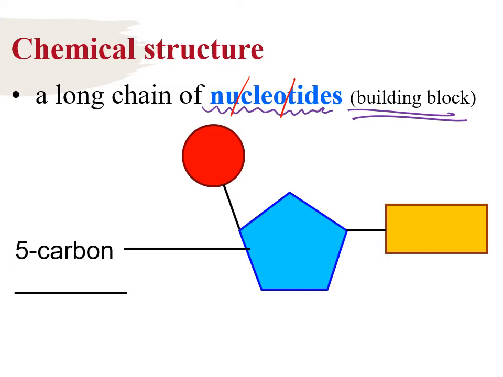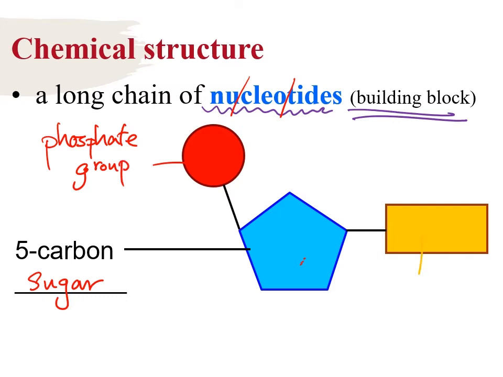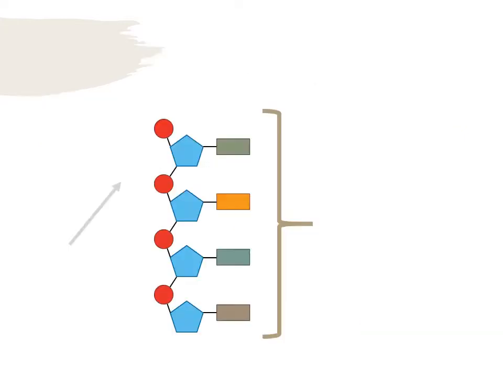Part number 1, we call it a 5-carbon sugar. This is a sugar, 糖. And then on the side next to it, this little ball is actually a phosphate group. And for the orange part in the rectangle, this one we call a nitrogenous base. It is something related to nitrogen.